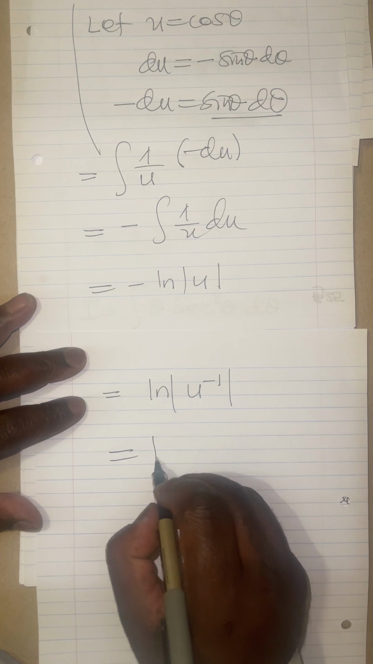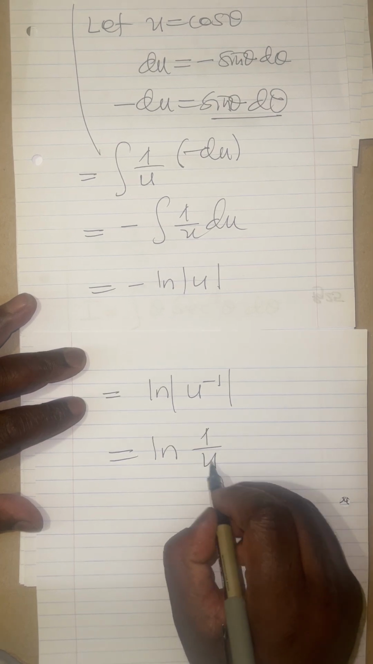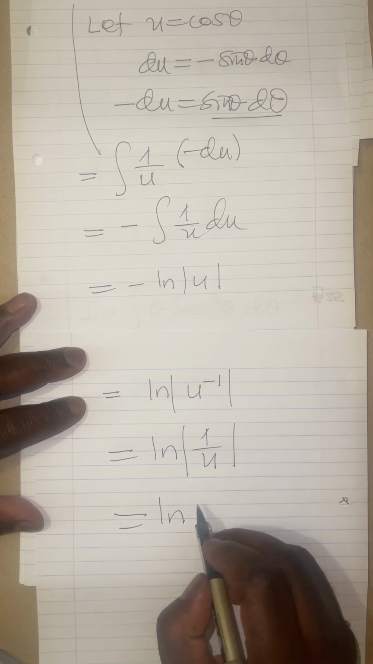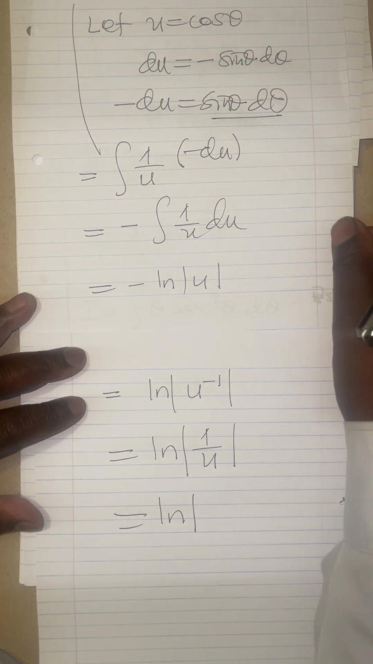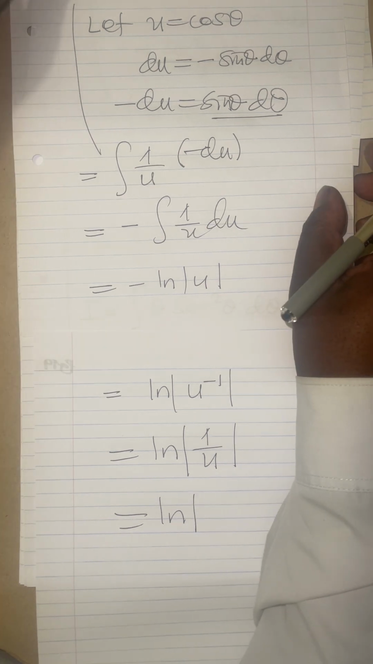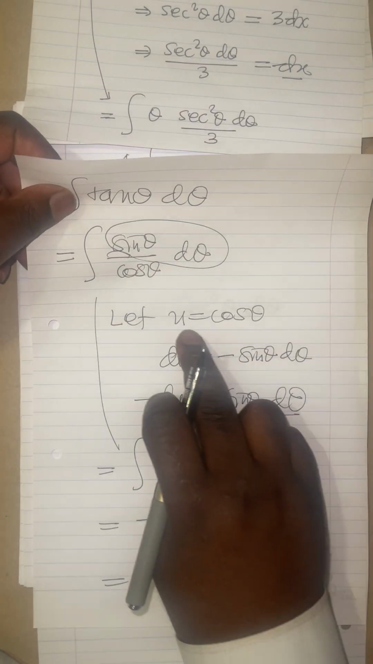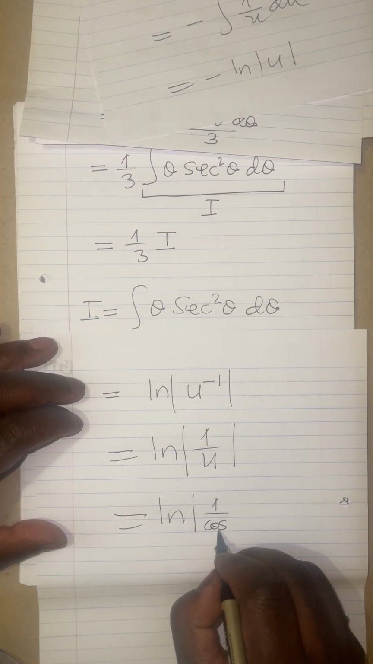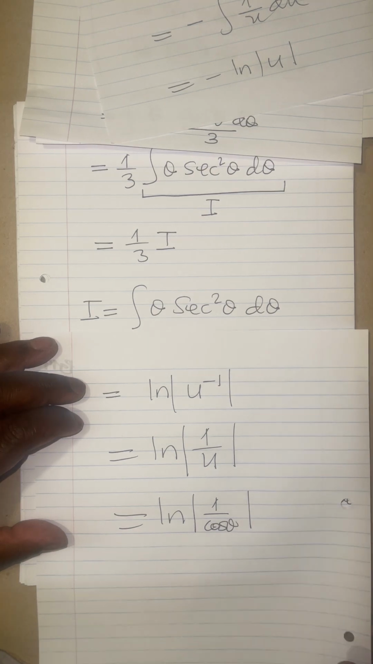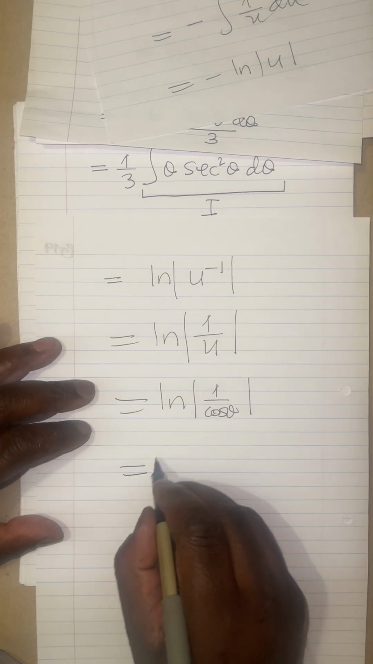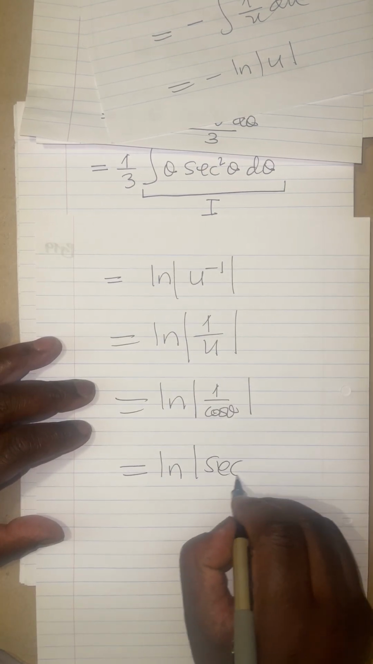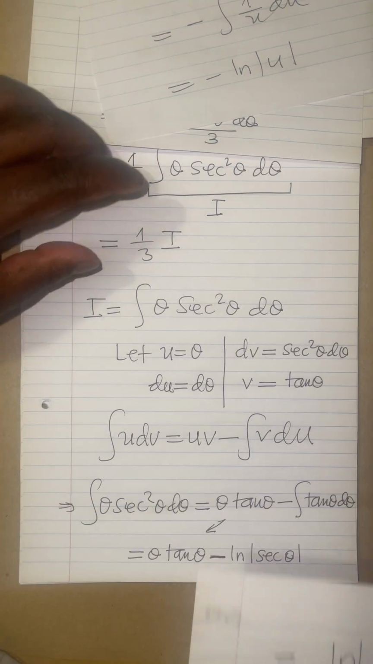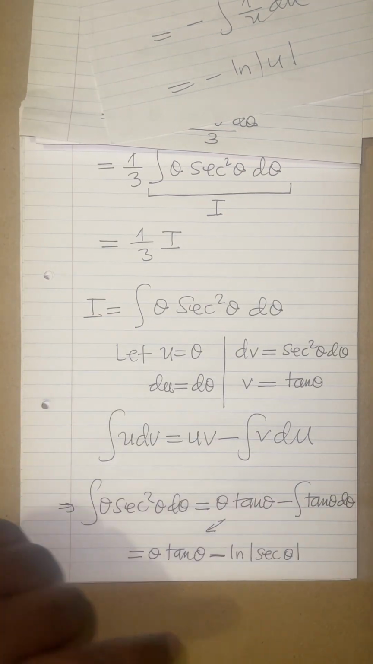And what is this? Natural log of 1 over u, laws of exponents. What is this? Natural log of, what is u? Well, u is cos theta. Remember here, u is cos theta. There it is. So that will be 1 over cos theta. What is 1 over cos theta? Secant theta. So this is natural log of sec theta. So that's the integral of tangent. I was just showing you why this should be equal to this.